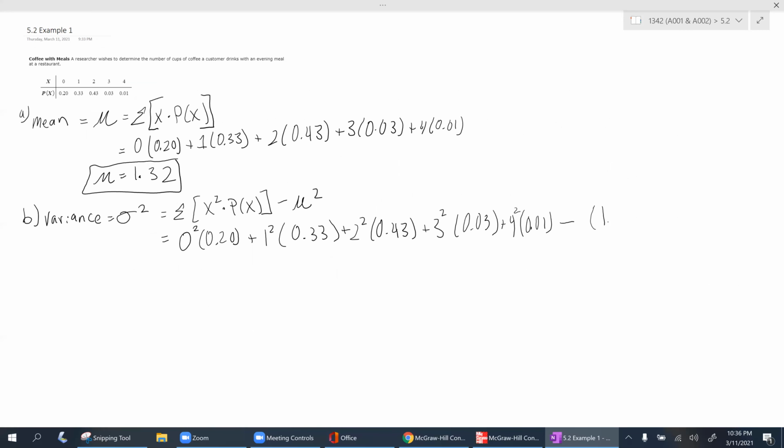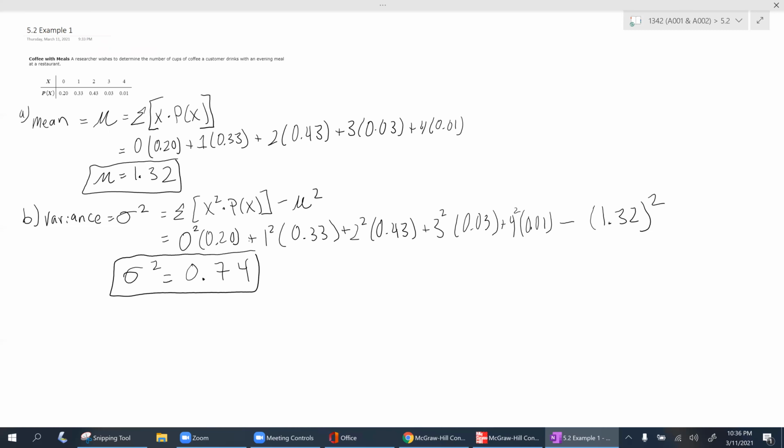My mean was 1.32 squared. And when we plug all of this into our calculator, you may pause the video when you need to. I get 0.74 for my variance.